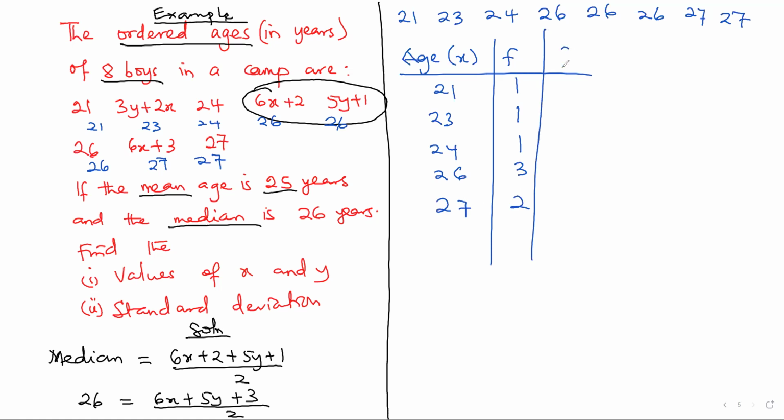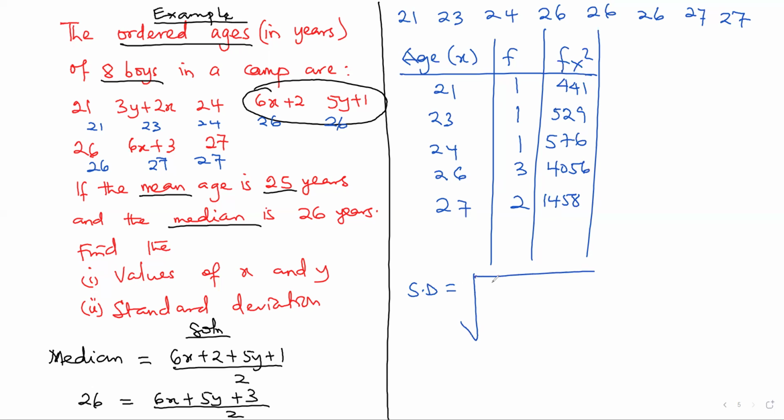Once again, we need to find our fx squared. Okay? And you know how to find fx squared: your frequency times your x squared. So 21 squared times f is 441. 23 squared times f is 529. 24 squared times 1 is 576. 26 squared times 3 is 4056. 27 squared times 2 gives us 1458. So the standard deviation for this question, we said the formula is this.